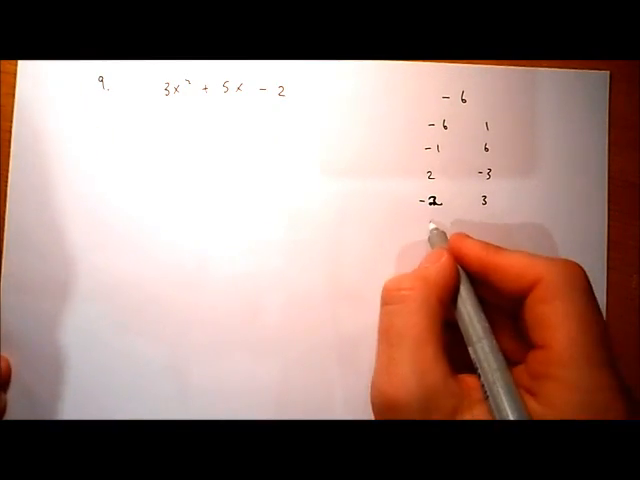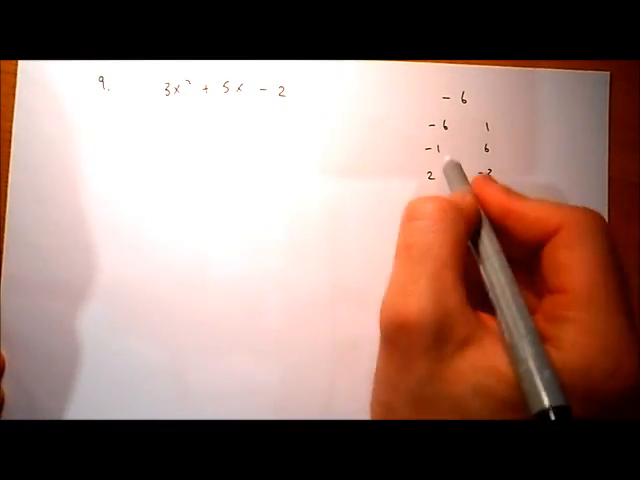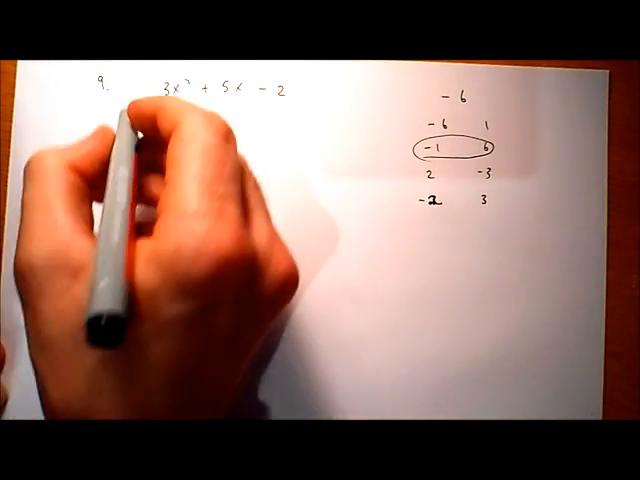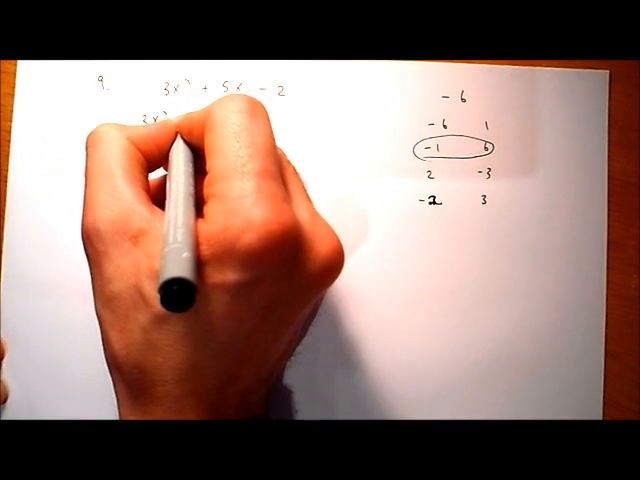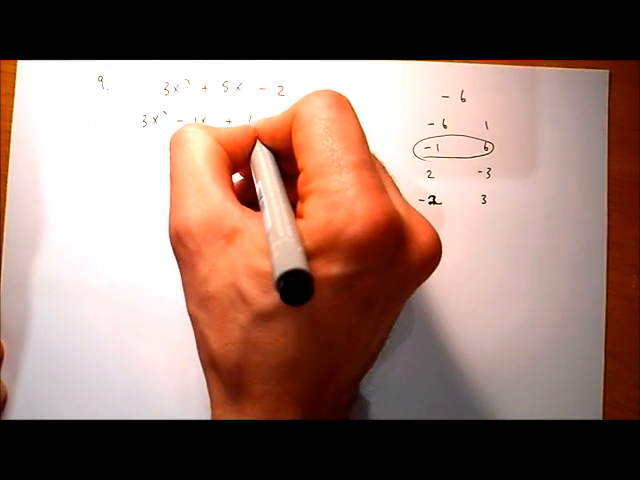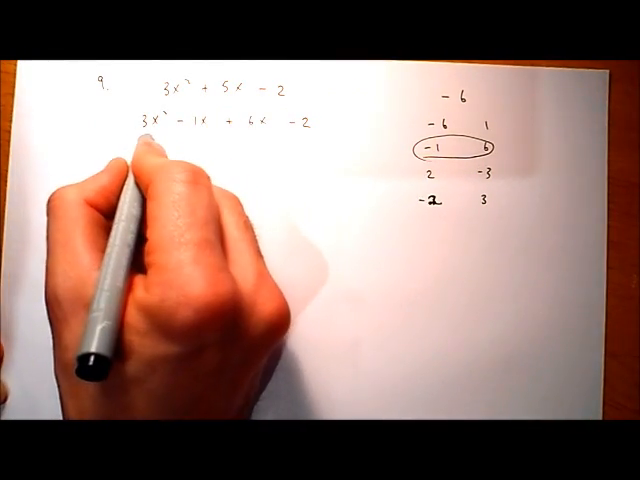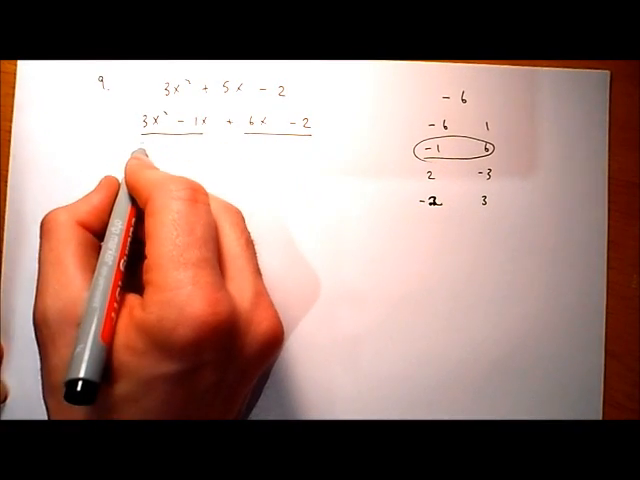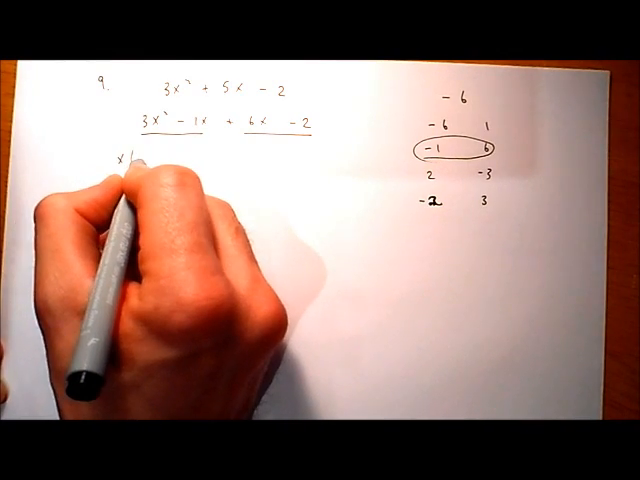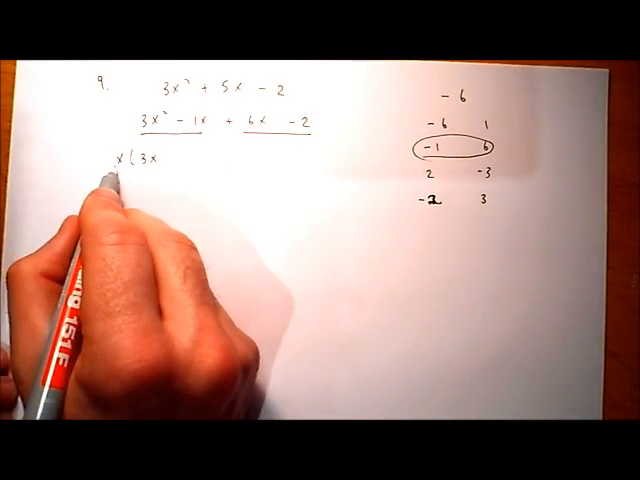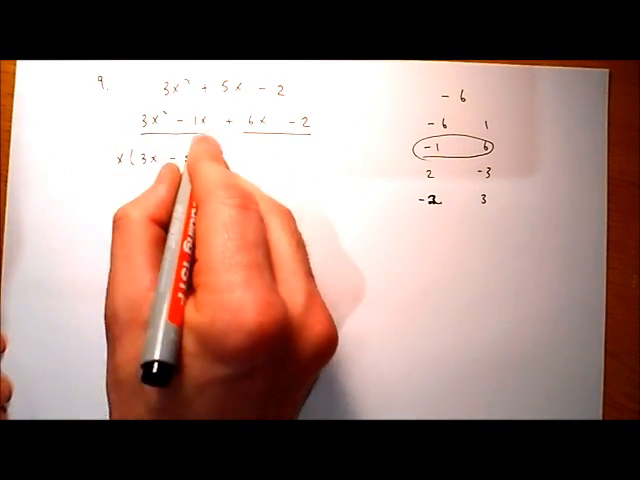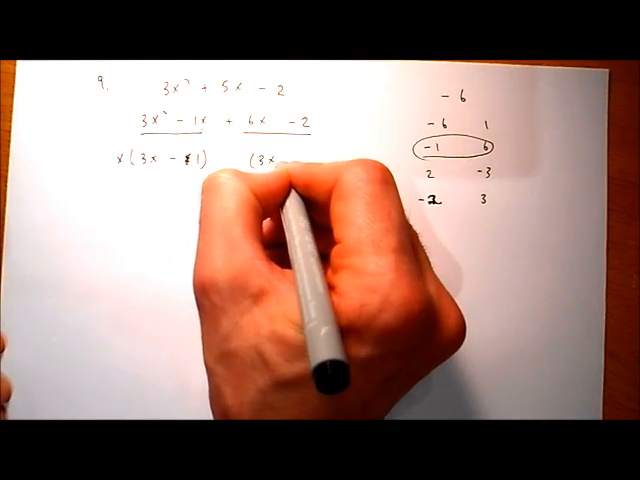What else? That's it. Okay, so which of these adds up to give 5? Well, minus 1 plus 6 will give 5. So let's factorize that. So we've got 3x squared minus 1x plus 6x minus 2. So now let's group these two and group these two. The highest common factor here is x. So I have x multiplied by, so x times 3x gives me 3x squared, and x times minus 1 gives me minus 1x. And then I've got 3x minus 1.